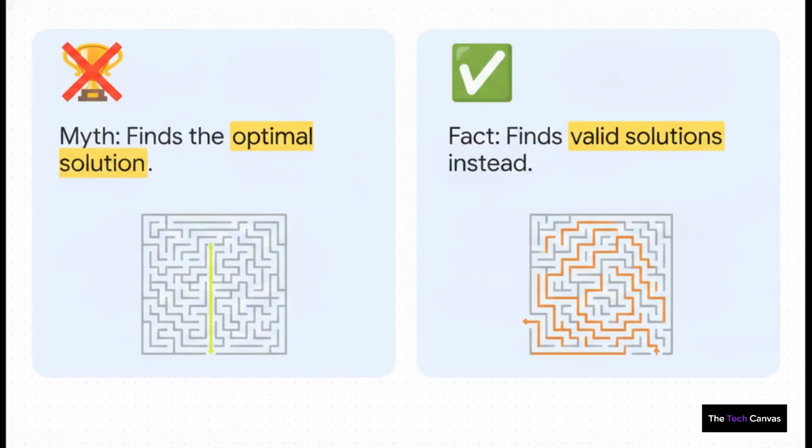And myth number 3, backtracking always finds the optimal solution. Actually, that's false. Backtracking is designed to find valid solutions that satisfy all the rules you gave it. It just wants a configuration that works. If you're looking for the single, absolute best, mathematically optimized path, say the absolute shortest route on a map, you'd likely need to turn to something like dynamic programming or greedy algorithms, not pure backtracking.